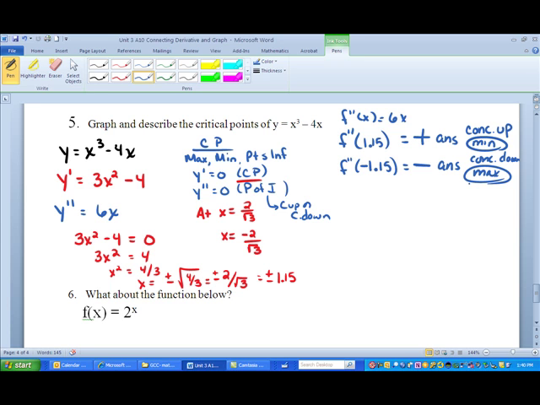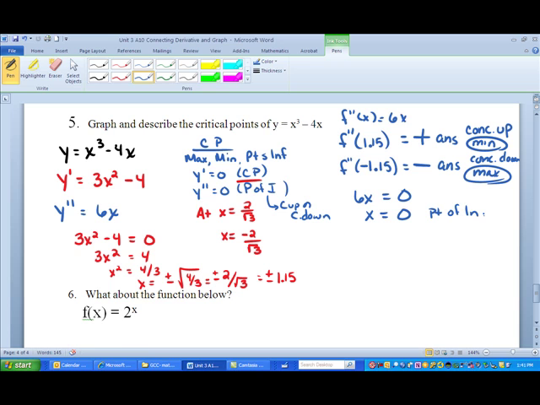And so now the other question is, do I have a point of inflection? Most likely I've got to have one, because the point of inflection is where I change concavity. Since I didn't get a point of inflection here, what I've got to do is take my second derivative, 6x, set it equal to 0, and that tells me at x equals 0 we have a point of inflection.